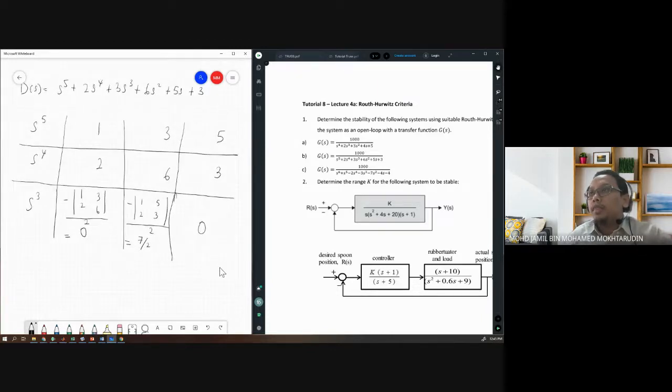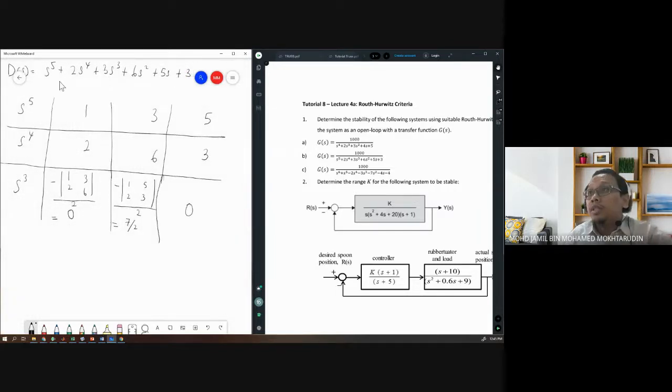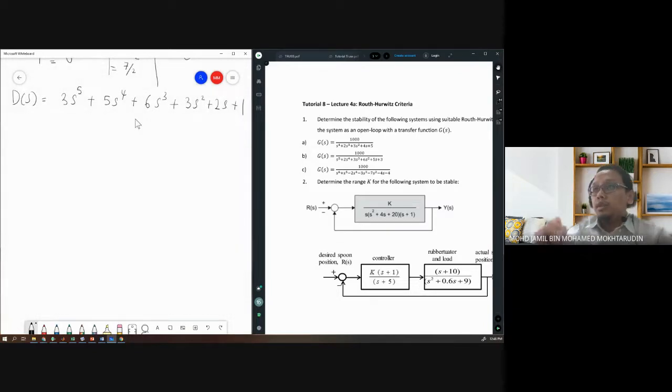Okay, so we use the alternative method, which is by reversing the coefficients. So we reverse the coefficients. So let's say D(s), we have 3s power 5 plus 5s power 4 plus 6s cubed plus 3s squared plus 2s plus 1. Okay, so we use this new polynomial to generate the table.